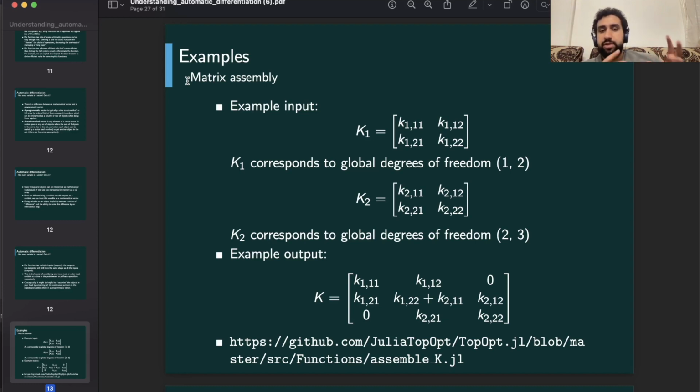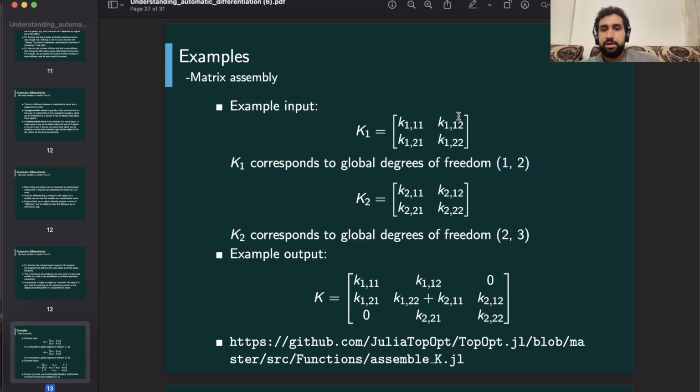So for each element in your mesh, or each cell in your mesh, you have a small matrix, and then you want to be able to assemble all these small matrices into a large matrix, or a global matrix, and each element has some degrees of freedom or corresponds to some global degrees of freedom.